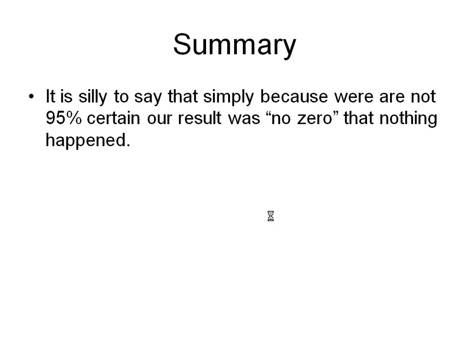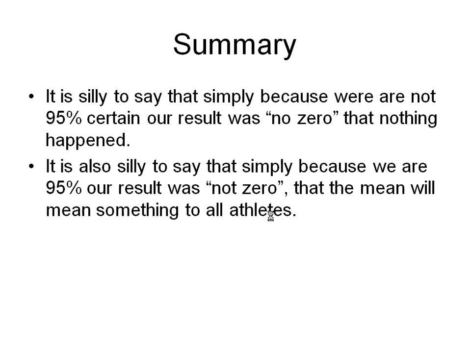So it's silly to say that simply because we're not 95% certain, our result was no different from zero. What I'm getting at there is, if we're not 95% certain that our result was not zero, that nothing happened. Okay, maybe we're 94% certain, P of 0.06. Does that mean nothing happened? That's ridiculous. What a stupid conclusion.